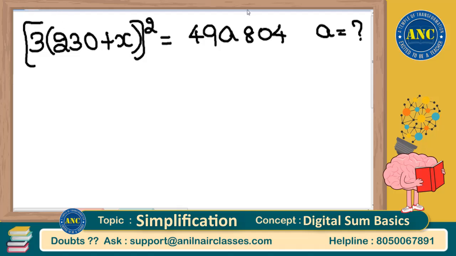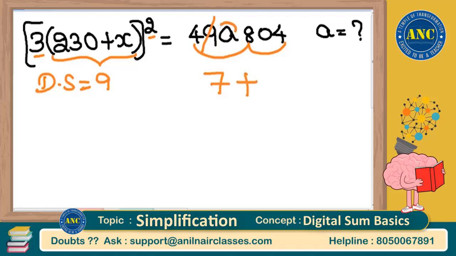Very easy. 3 square is nothing but 9. 9 multiplied by any number, digital sum is 9. Right hand side also it should be 9. Delete 9. 4 plus 8 is 12, 12 plus 4 is 16. 16 digital sum is how much? 1 plus 6, 7. 7 plus A should give me digital sum as 9. A value should be 2.